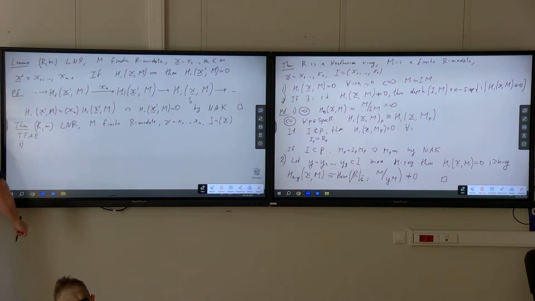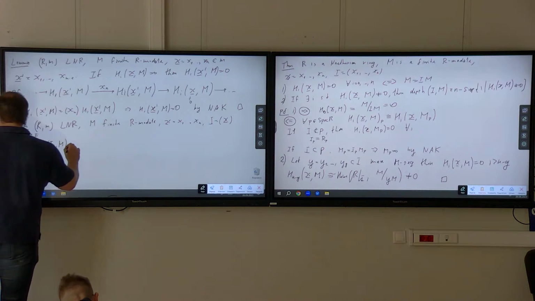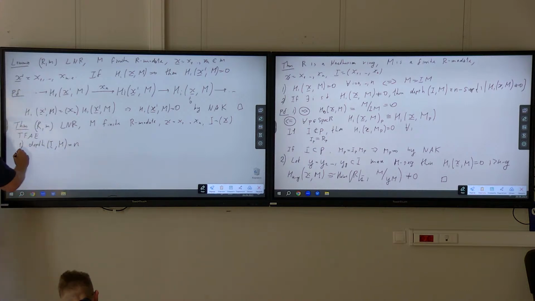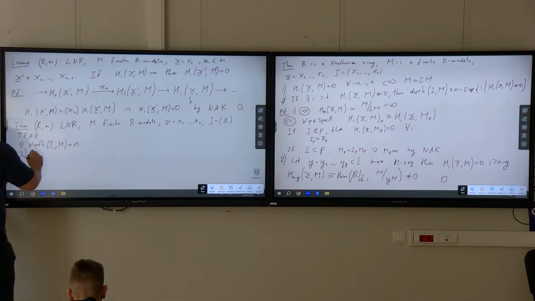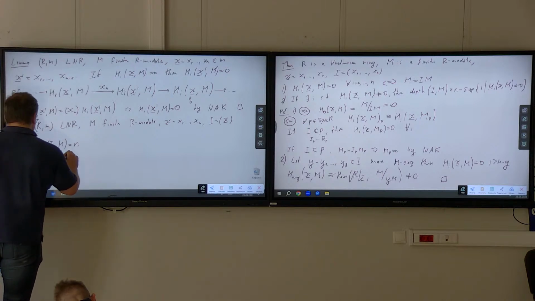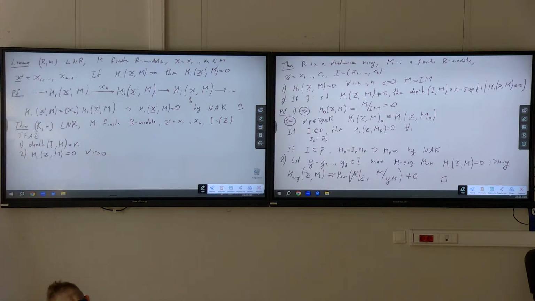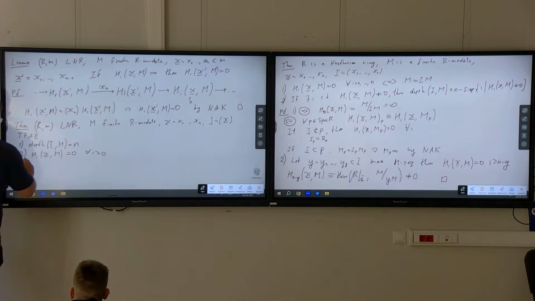First, depth of I on M is equal to n. 2. There is a vanishing of the Koszul homology everywhere in positive degrees. 3. Just kind of a summary of what you already know.